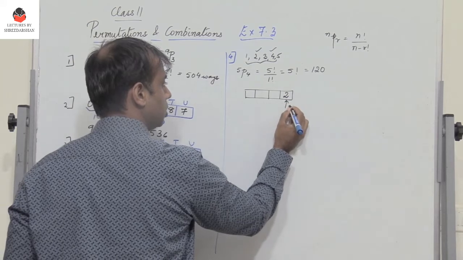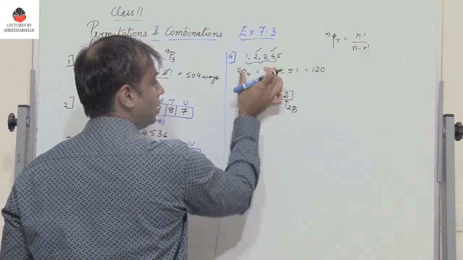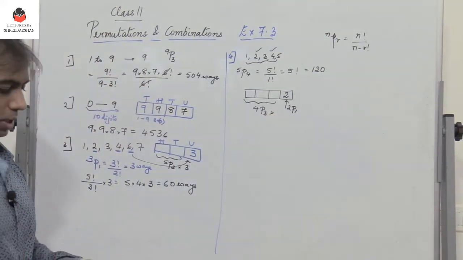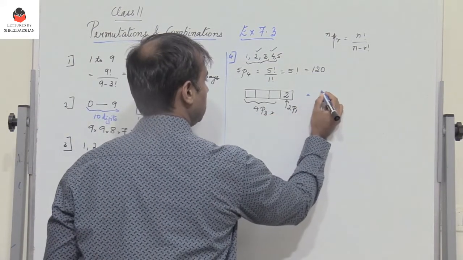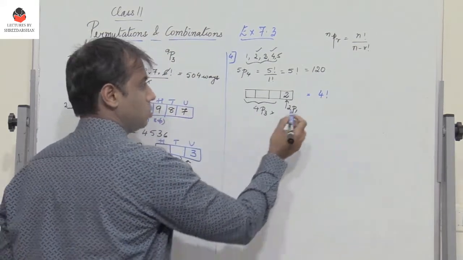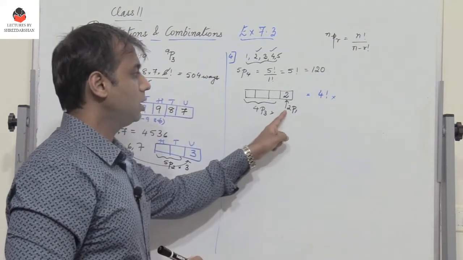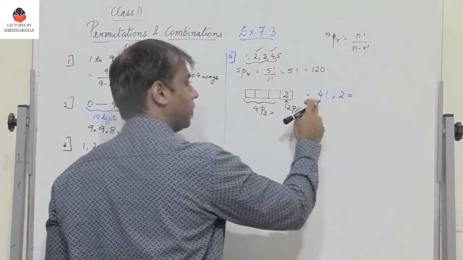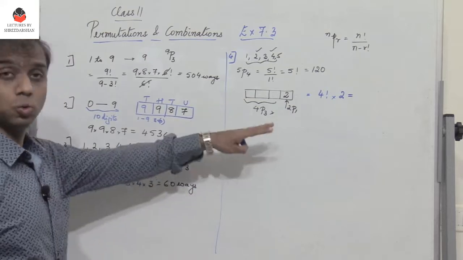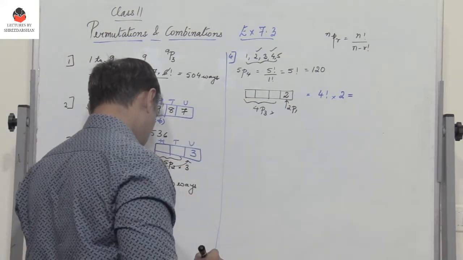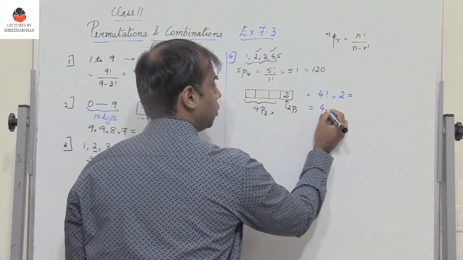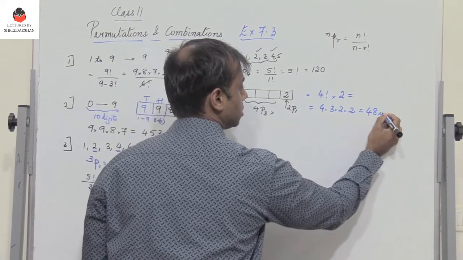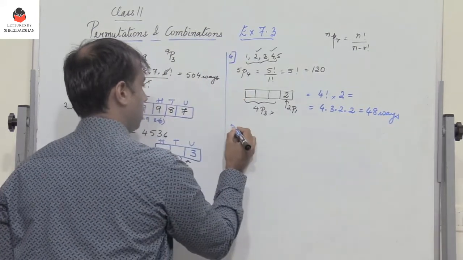Right? So that means it's going to be 2P1, and then remaining out of 4 I have to select 3. So it's going to be 4P3 into 2P1, right? So it's going to be factorial 4 divided by 4 minus 3 is 1 factorial into factorial 2 divided by factorial 1, which is again 2. So this is factorial 4 into 2, which is going to be, the answer is 4 into 3 into 2 into 2. So 12 into 4 gives us 48 ways. Problem 5.